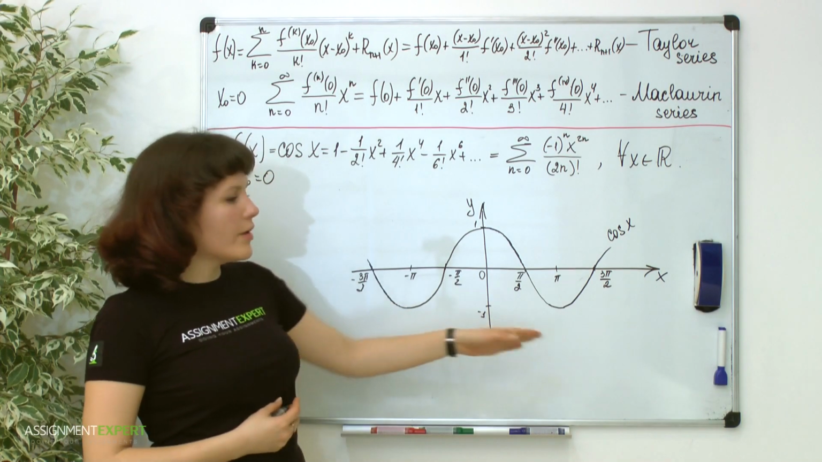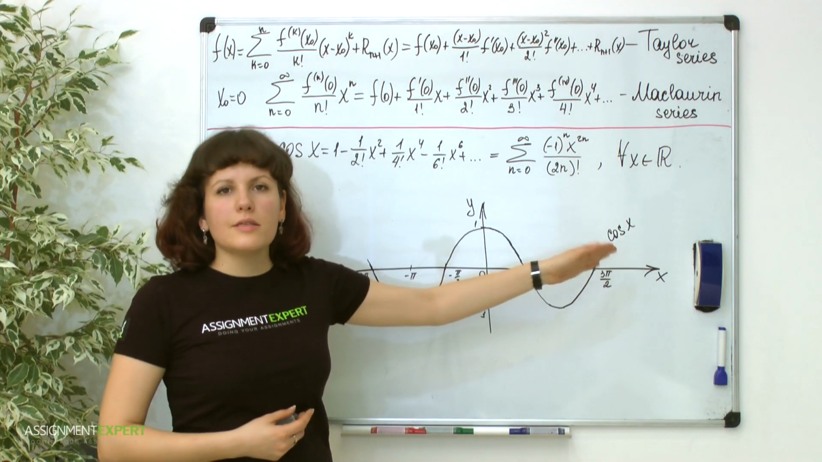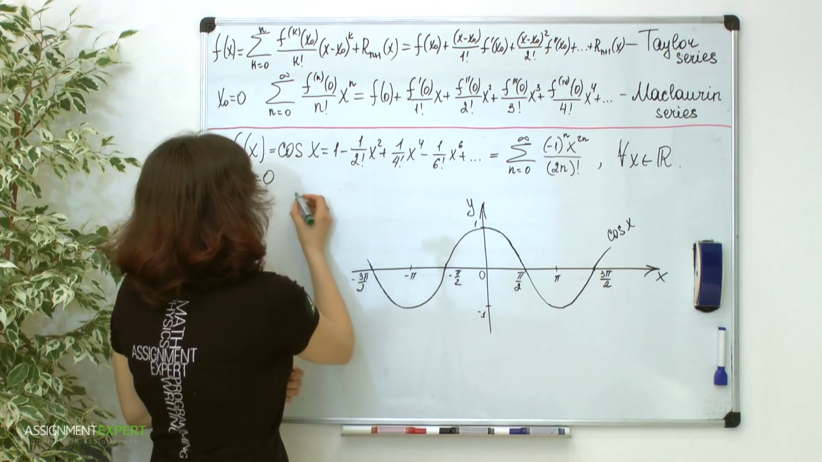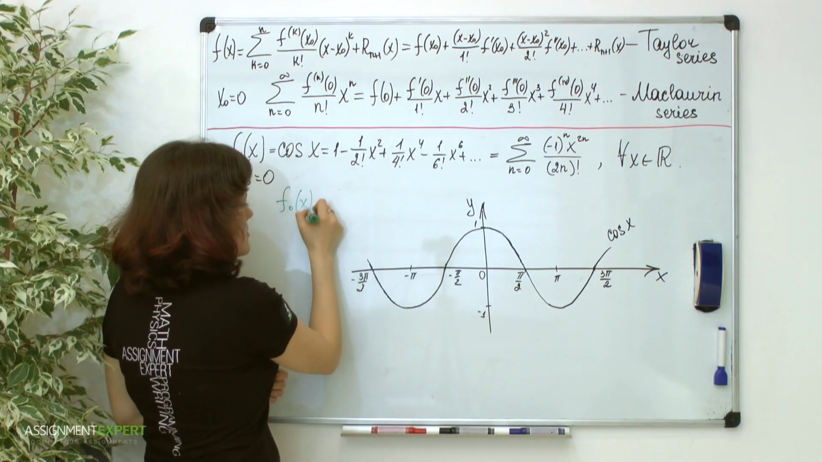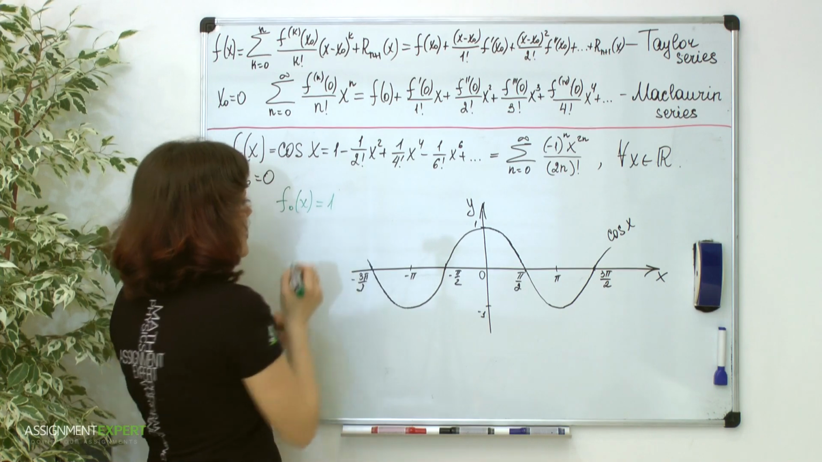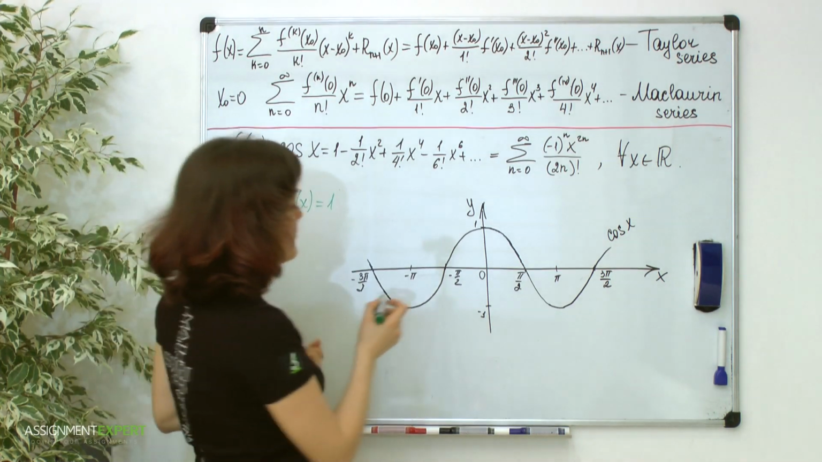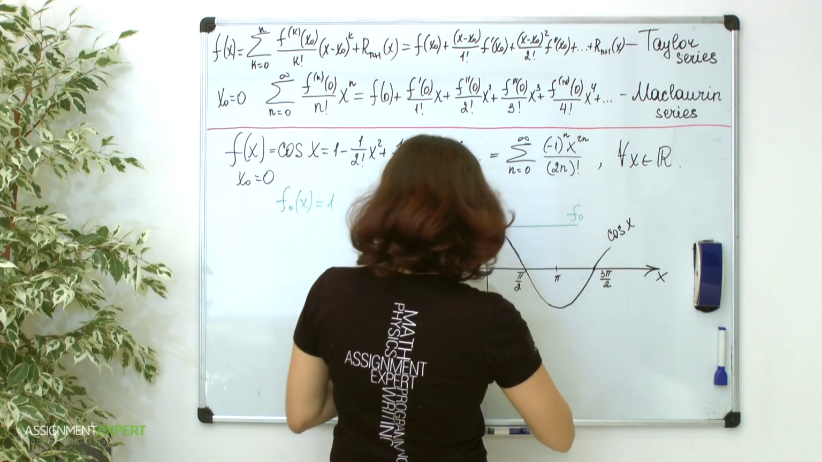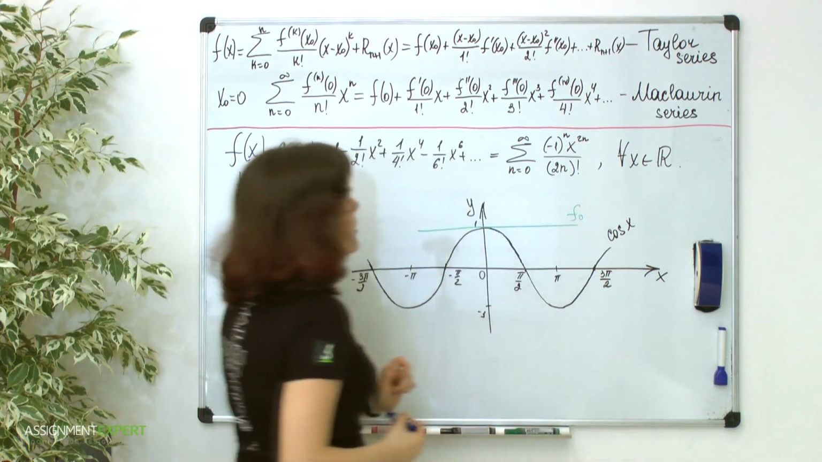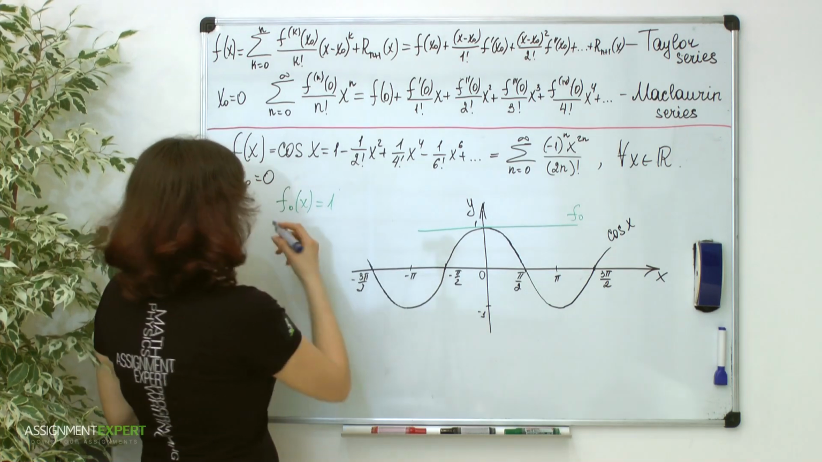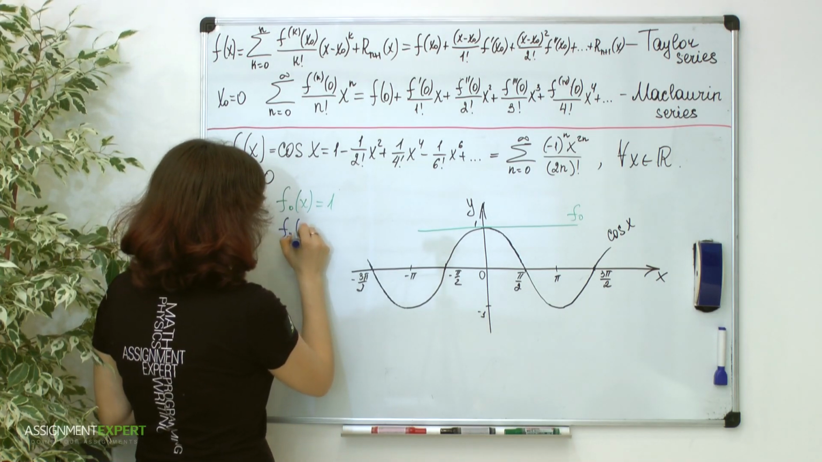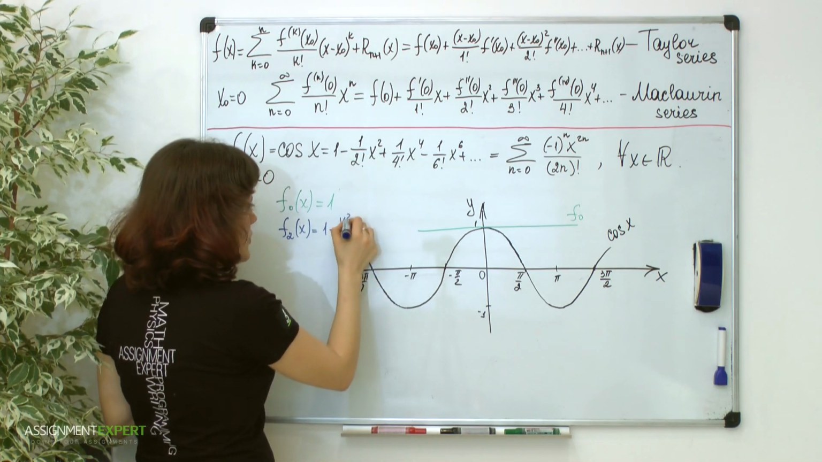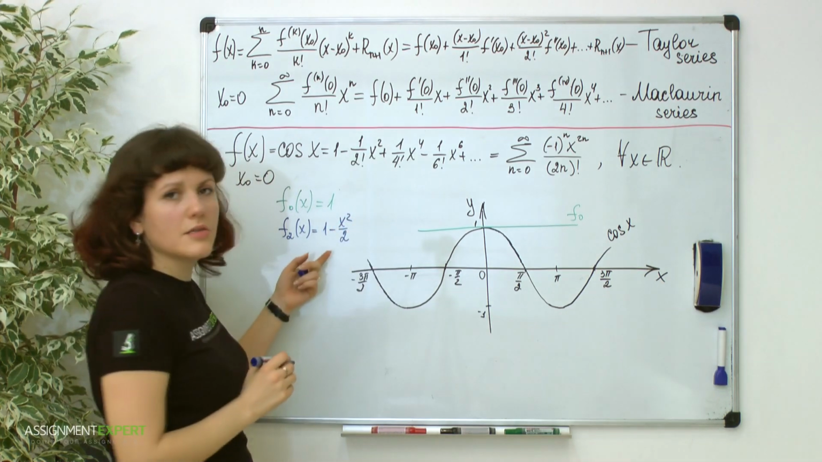Here you can see the graph of our function cosine of x. Let's consider a couple of approximations. f0 of x equals 1, and this is a horizontal straight line. The second degree approximation function f2 of x equals 1 minus x squared over 2, and this is a parabola.